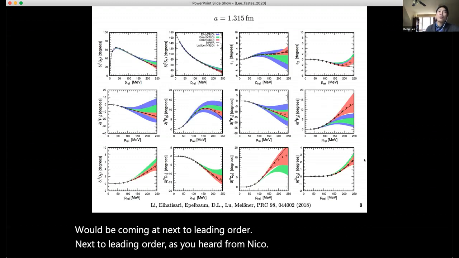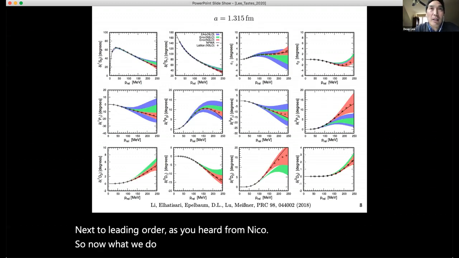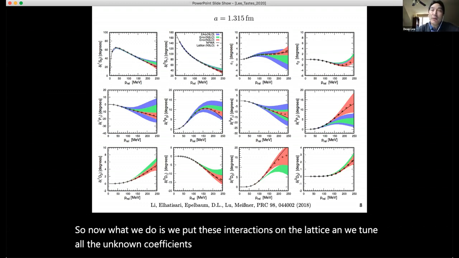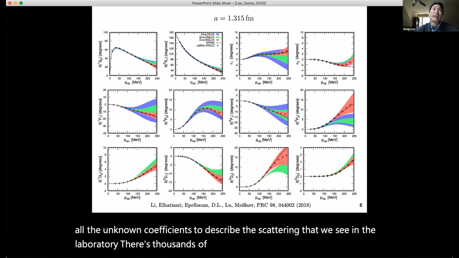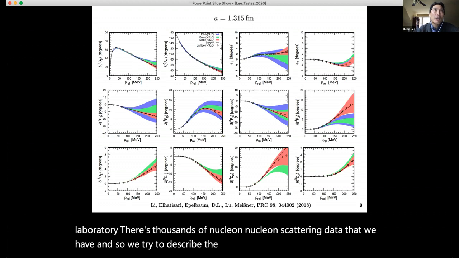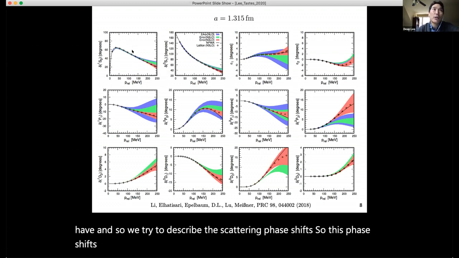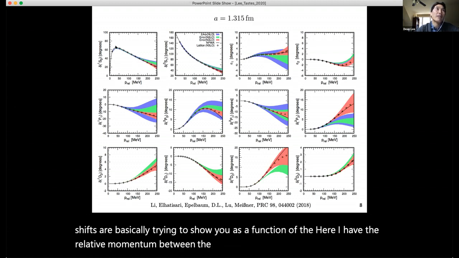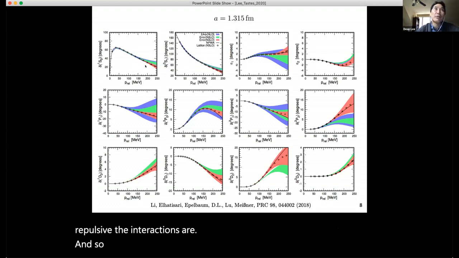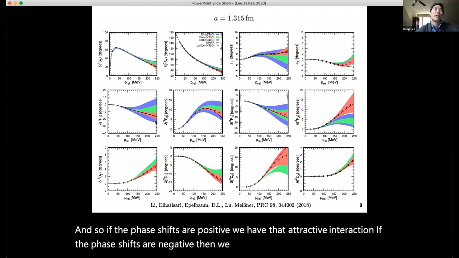Now what we do is put these interactions on a lattice, and we tune all the unknown coefficients to describe the scattering that we see in the laboratory. There are thousands of nucleon scattering data, and we try to describe the scattering phase shifts. The phase shifts show, as a function of the relative momentum between the nucleons, how attractive or how repulsive the interactions are. If the phase shifts are positive, we have an attractive interaction. If the phase shifts are negative, then we have a repulsive interaction.